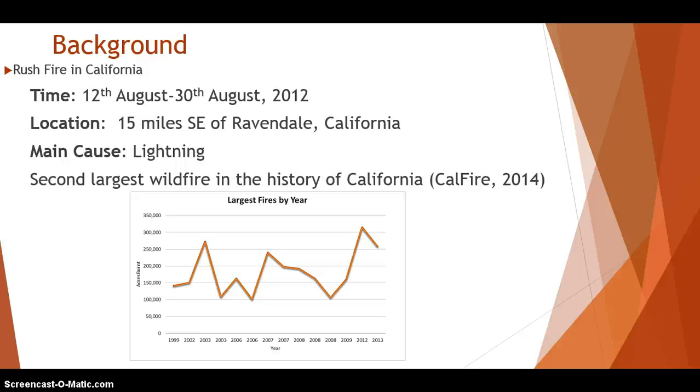The climate of California has long dry summers and experiences below the United States average rainfall. The fire began on the 12th of August 2012 and continued until the 30th of August. It occurred roughly 15 miles southeast of Ravendale in California, USA. The main cause of the fire was a lightning strike on the 12th of August at 6:42 p.m. To date, it is the second largest wildfire that has occurred in California.